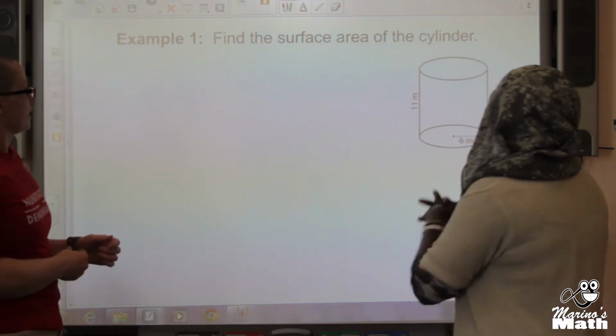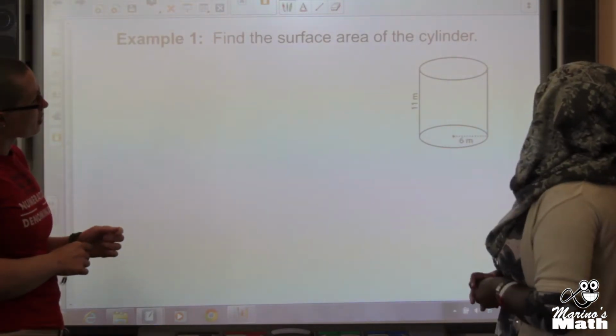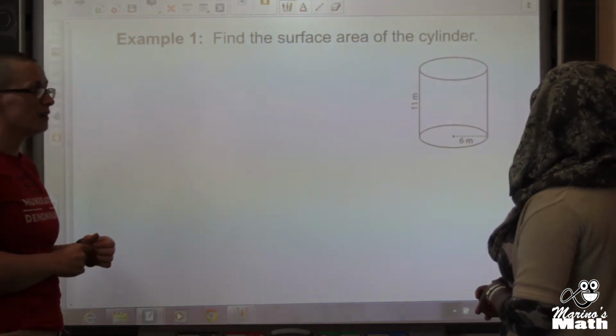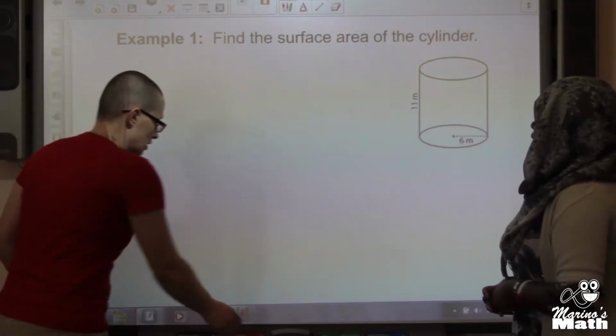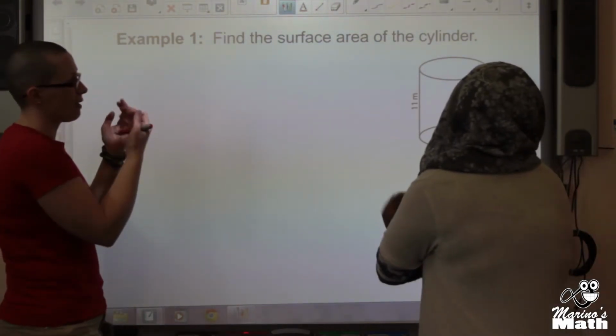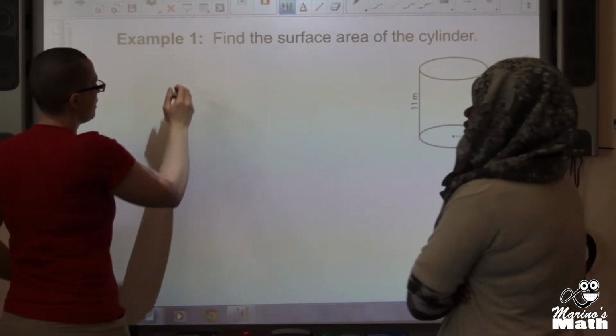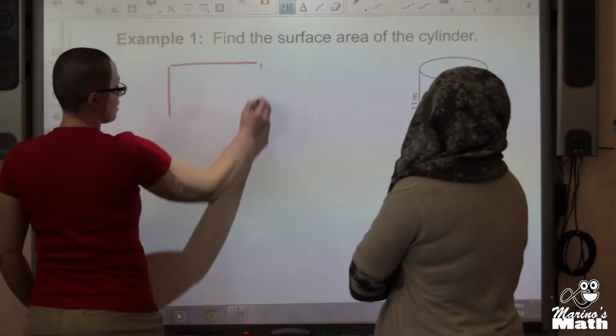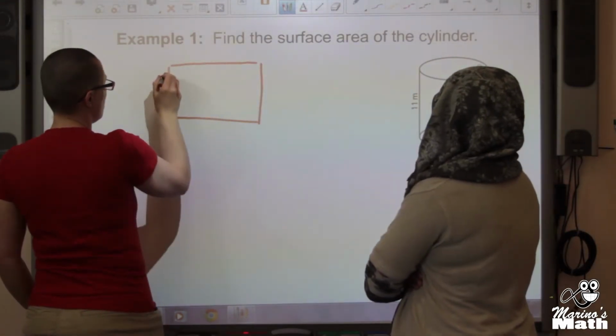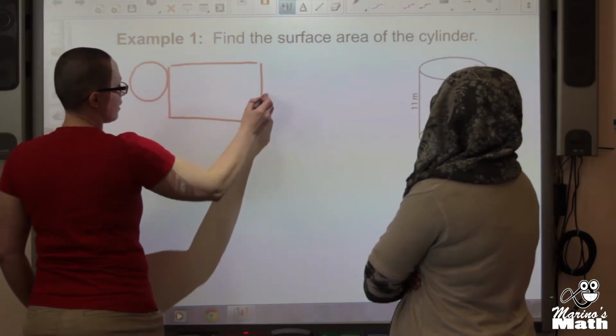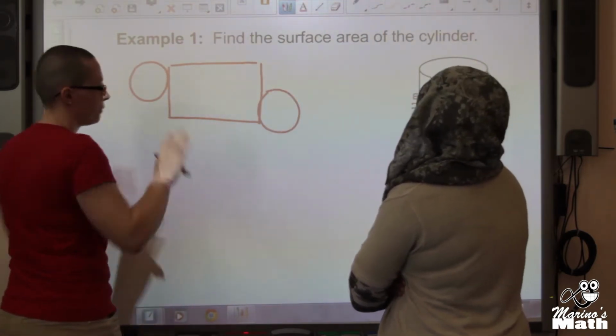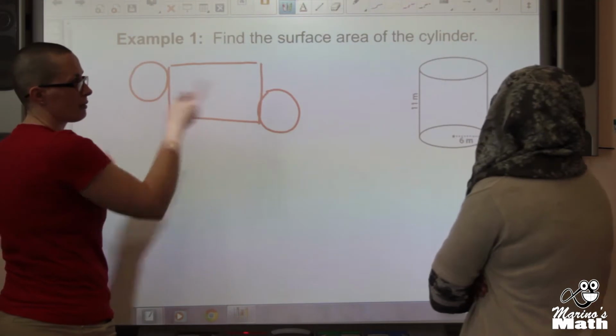Here is example 1. We are going to find the surface area of the cylinder. Any ideas? Okay. So the way I picture it is I take my cylinder and I break it apart. And what I end up with is a rectangle with a circle at one end and another circle at the other end. And then if you rolled it all up together, you would get that cylinder shape.